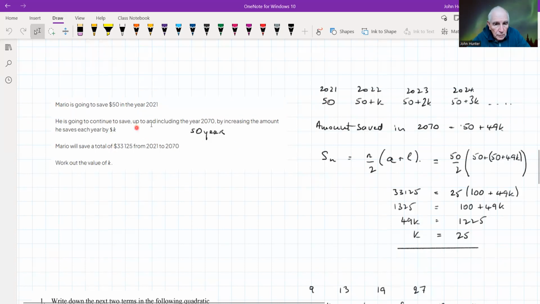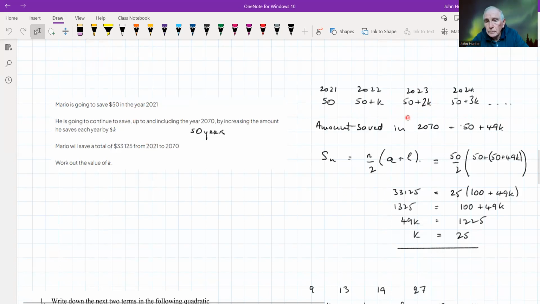But what we should note here is that this is 50 years. He's going to do 50 years' worth of saving. That's always important to know with these kinds of questions. So if we write out the first few terms, you can see in 2021 he saves 50. 2022 he saves 50 plus k. 2023 is 50 plus 2k, and so on.